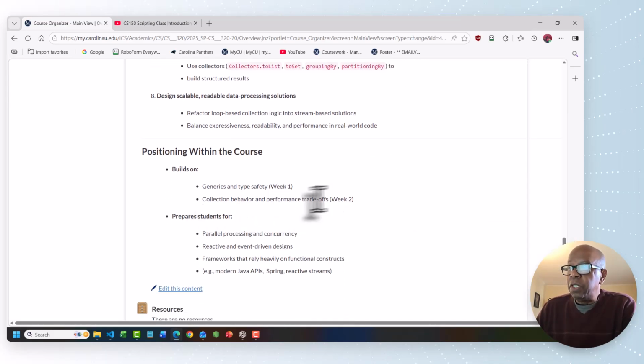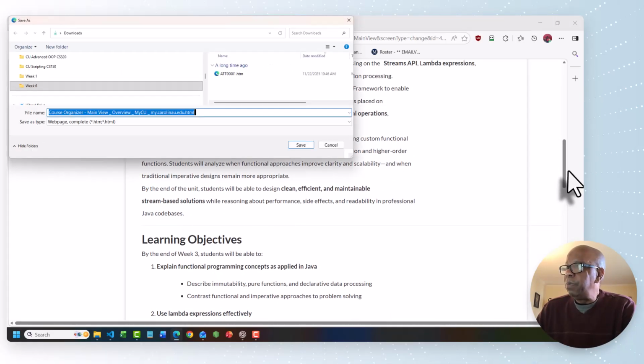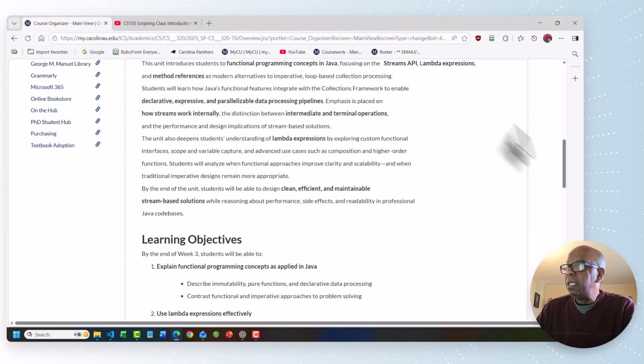Positioning within the course: it builds on generics and collection behavior, and prepares you for parallel processing concerns and concurrency, reactive and event-driven designs, and frameworks that rely heavily on functional constructs. All of these, you will have a very good understanding of when you'll be using them, when you should consider them, and when you should not.